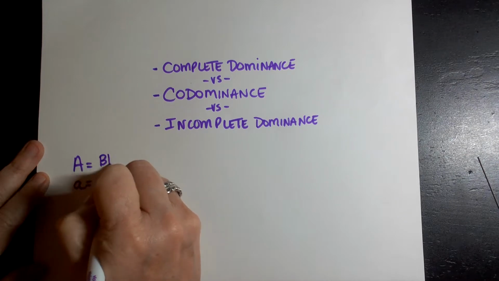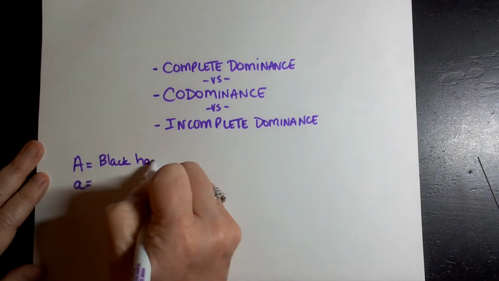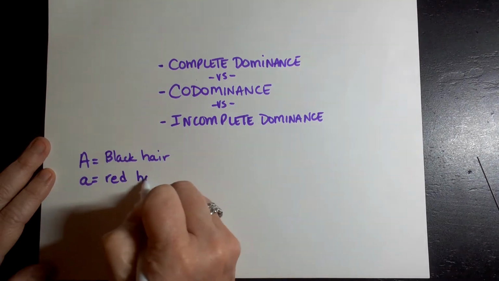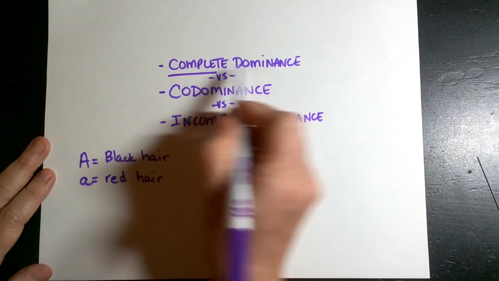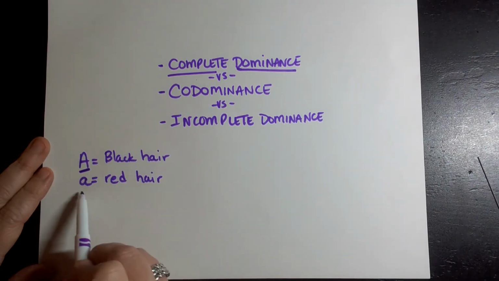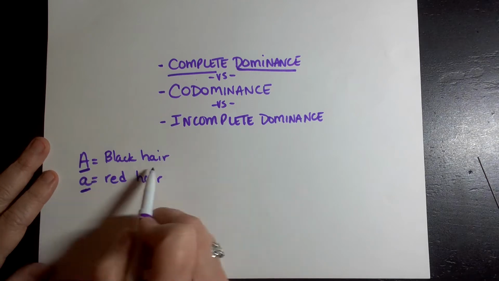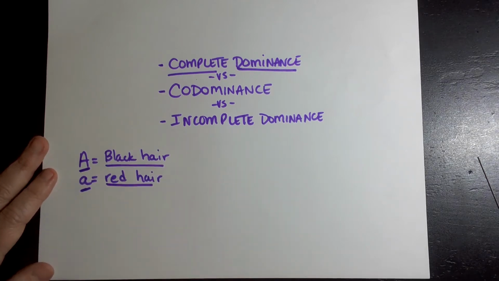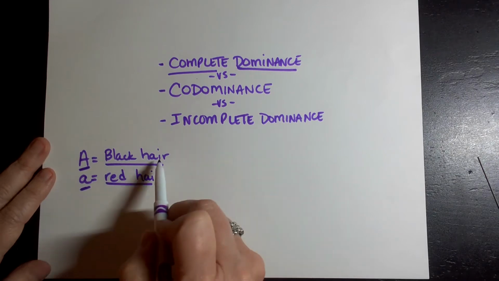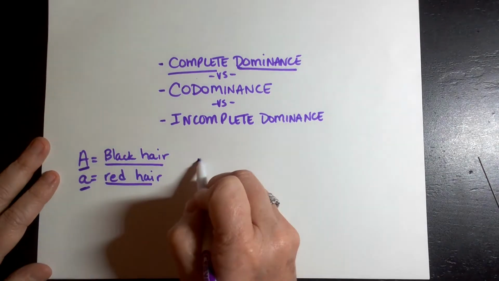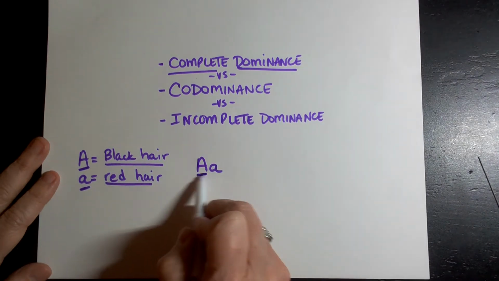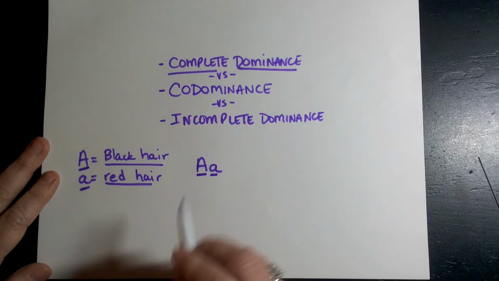let's say, black hair. And the lowercase a stands for red hair. And in this situation where it is complete dominance, we can be assured that this allele always beats this allele. So when you're crossing two parents and you're trying to determine their possible outcome of offspring, let's say that one parent is heterozygous for black hair. That means they have one dominant allele and one recessive allele.